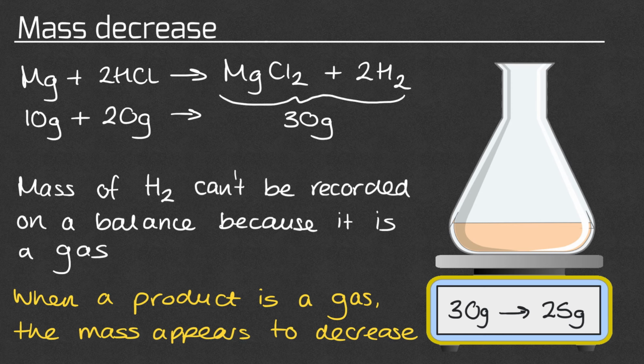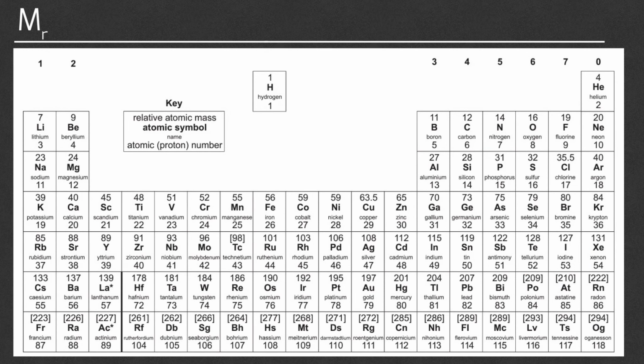We're now going to look at the periodic table and calculating the Mr, which stands for the relative molecular mass, which we'll look at in a second. It'll be really helpful if you've got your periodic table out at this point, but there's one here which you can pause the video on and screenshot in case you don't have yours with you.